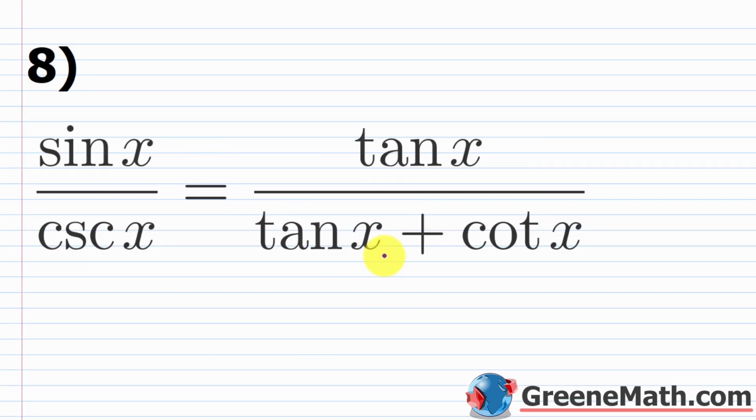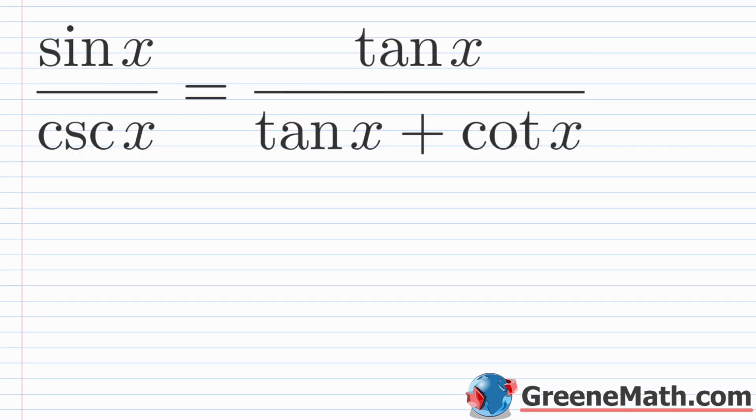All right, let's take a look at problem number 8. So we have the sine of x over the cosecant of x. This is going to be equal to the tangent of x over the tangent of x plus the cotangent of x. All right, so just like in the last problem, I'm working on the right side here. I'm just going to write this in terms of sine and cosine and just see where that gets me. So I'll say that tangent of x is the sine of x over the cosine of x.